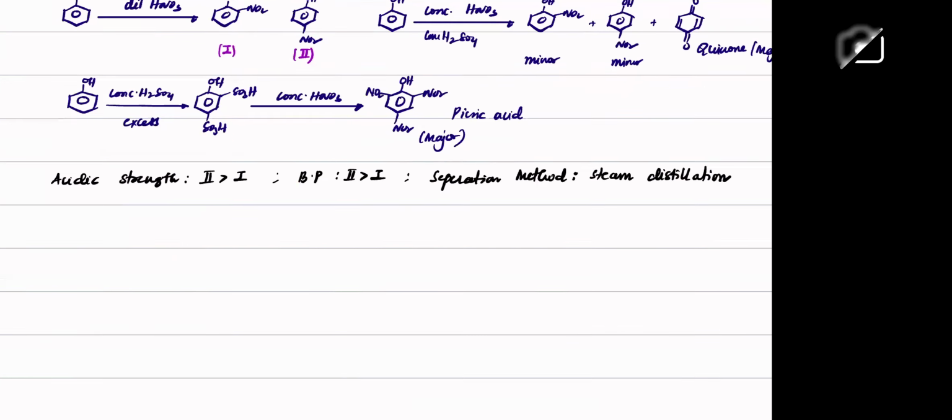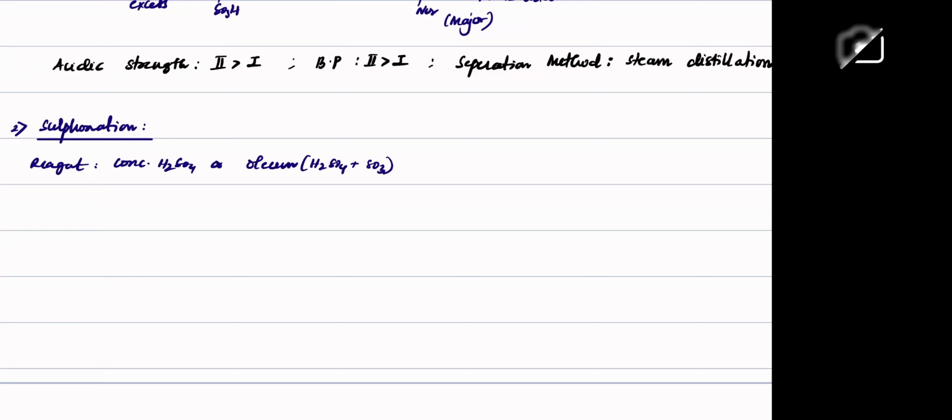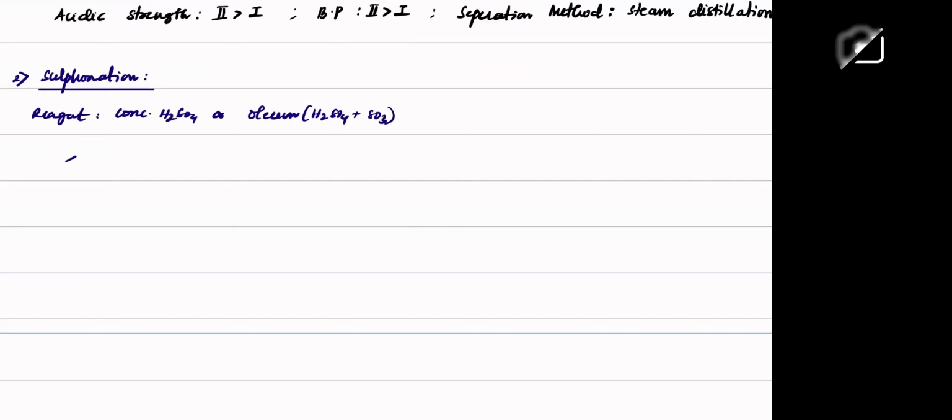Now let us focus on sulfonation. The second reaction is about sulfonation. The reagent that we use here is simply either concentrated H2SO4 or oleum. Oleum is a mix of H2SO4 and an excess amount of SO3. And now, how does the reaction take place here?